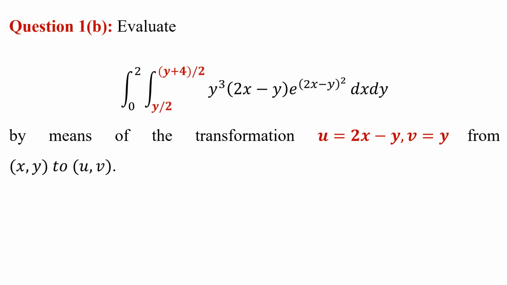Now the second question, this is the second part of question 1. Again it is a double integration, 0 to 2 and integration y by 2 to y plus 4 by 2, and your f of x, y is y cube times 2x minus y times e to the power 2x minus y whole squared, dx dy, and the transformation is given here, u equals 2x minus y and v equals y. So it is a change of variable that we have to operate in this question.